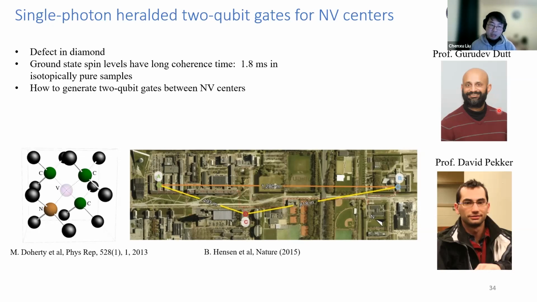In Gurudev's group, we focused on a physical system called nitrogen vacancy centers. Just in case you are not familiar with that, nitrogen vacancy centers, or NV centers, are a type of defect in diamond. The reason why the NV center is very interesting and popular is that the ground state spin level of the NV center has a very long coherence time. So it is a very promising candidate for quantum computing and quantum information tasks. We noticed that in 2015, researchers at Delft demonstrated experimentally that they can use heralded methods to entangle two far separated NV centers in their lab.